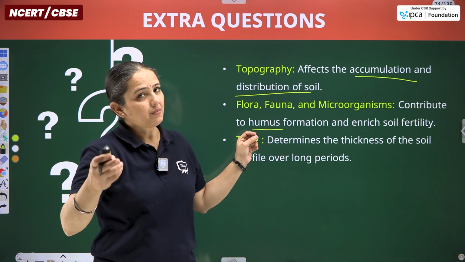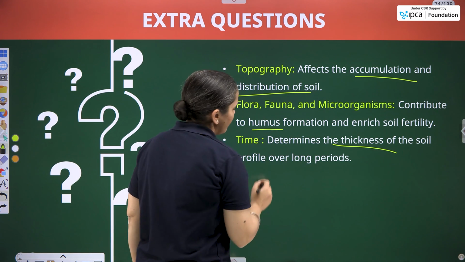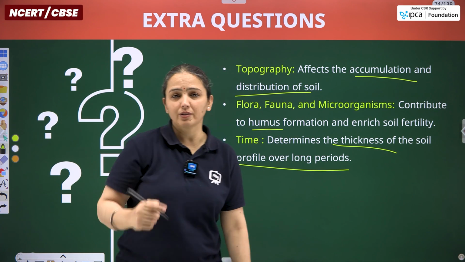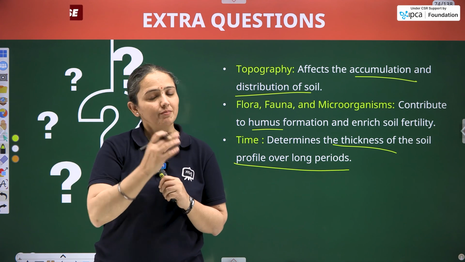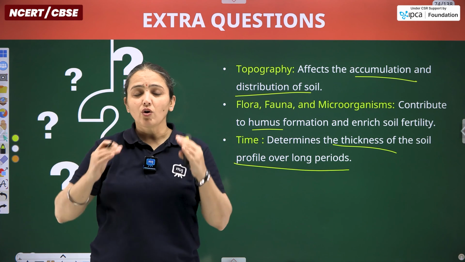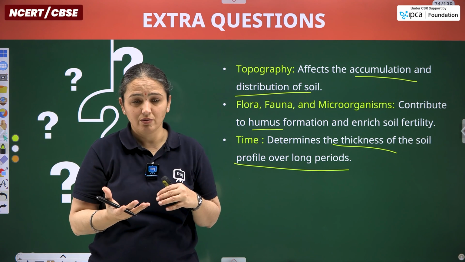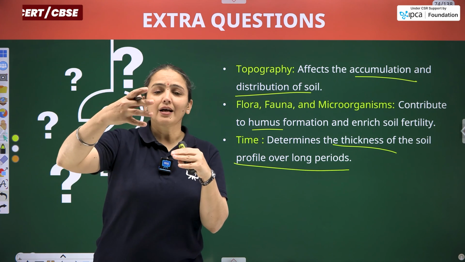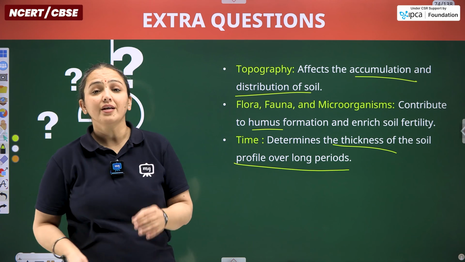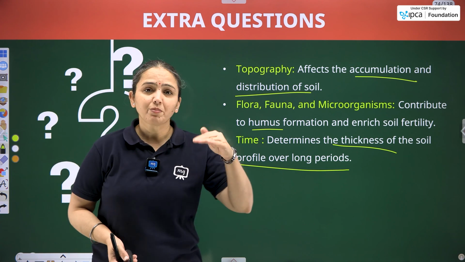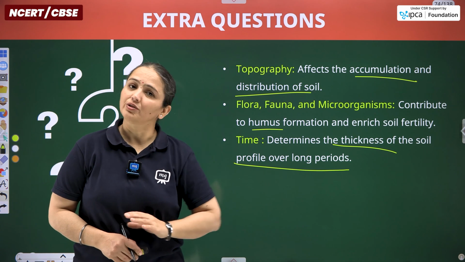Time is the most important factor. How so? It determines the thickness of the soil profile over long periods. There is a diagram of soil profile also mentioned in your book. Now that soil profile carries different layers of the soil. How it starts from the rock, then the smaller rocks, then the granular rocks, then how it comes to the topmost layer of the soil, that is called as soil profile. So soil profile takes time in the final process of the formation of the soil.